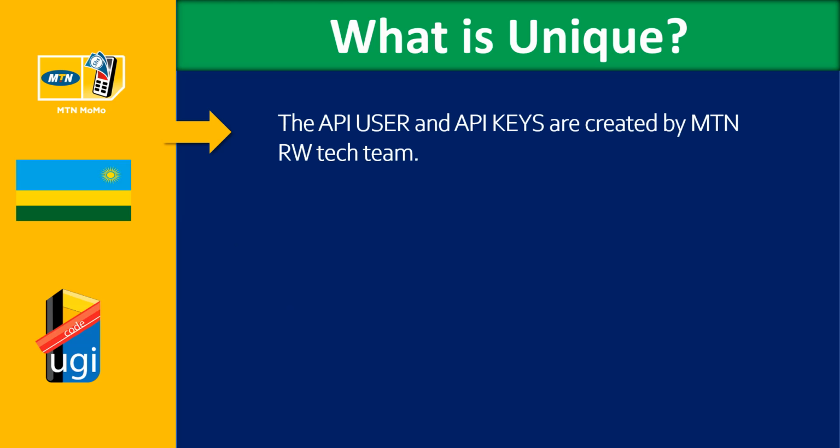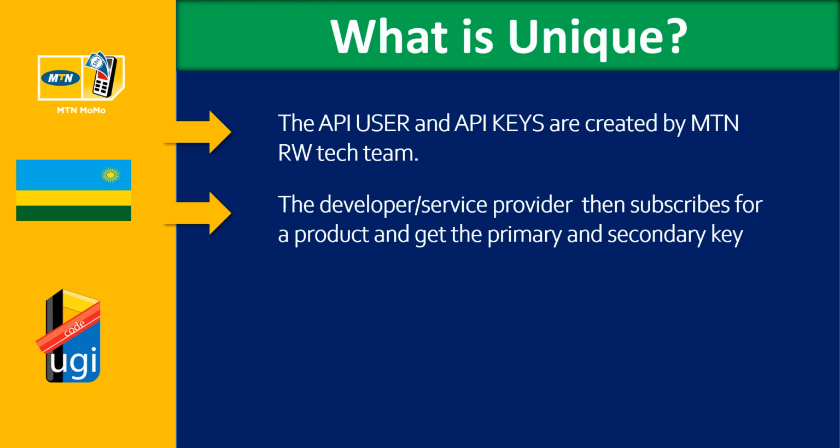Now, what is unique about the RWANDA API? The API user and API keys are created by the MTN group or the administrators in the tech side of RWANDA. Now, the developers and service providers can then subscribe for a product. After getting the API user and API keys, they subscribe for a product and get the primary key and secondary key. In most cases, called the OCP.